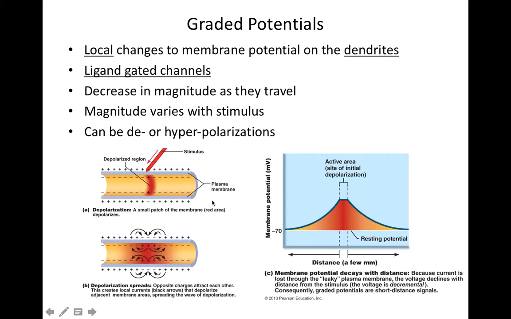The magnitude will vary with the stimulus. That's what we're talking about in terms of a graded response. It's going to vary depending on how many channels I open. And that is directly related to how many ligands I have. Now, a graded potential, a local potential, can be either depolarizing or hyperpolarizing. So it can go in either direction depending on what type of channel it's going to open.